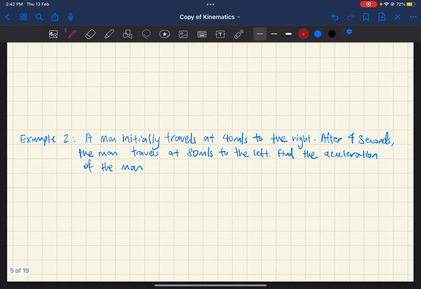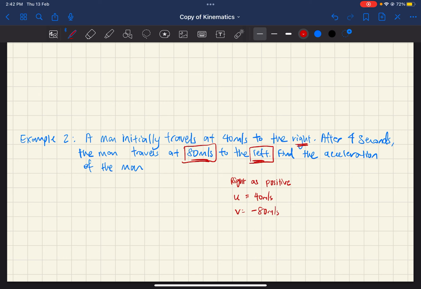A man travels at 40 meters per second to the right. After 4 seconds, the man travels at 80 meters per second to the left. Find the acceleration of this man. When you're trying to find your acceleration, if there is a direction change, you need to indicate which direction is positive first. So maybe we indicate rightwards as positive. Then your initial velocity will just be 40 meters per second, but your final velocity, which is this 80 meters per second, will be negative 80 meters per second because the motion is to the left.